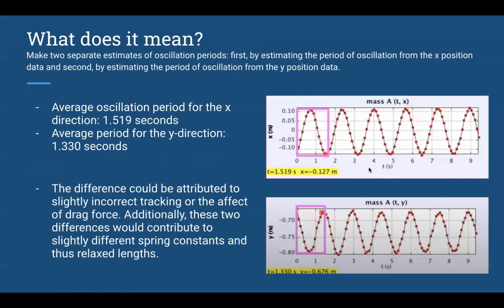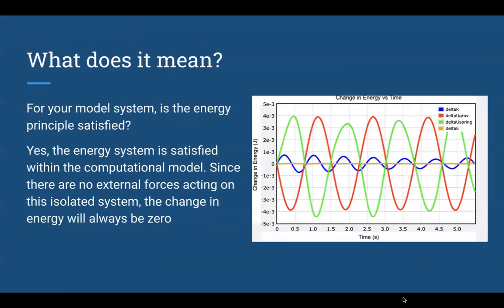So here are my 2 separate estimates of oscillation periods. My estimation in X is taken from 3 oscillation periods, dividing by 3 to get about 1.519 seconds. And then the same in Y to get about 1.330 seconds. The difference here could be attributed to slightly incorrect tracking or the effective drag force that I don't account for in my experiment or in my model. Additionally, these 2 differences could contribute to slightly different spring constants and thus relaxed lengths, which again contributes to the difference that you see here.